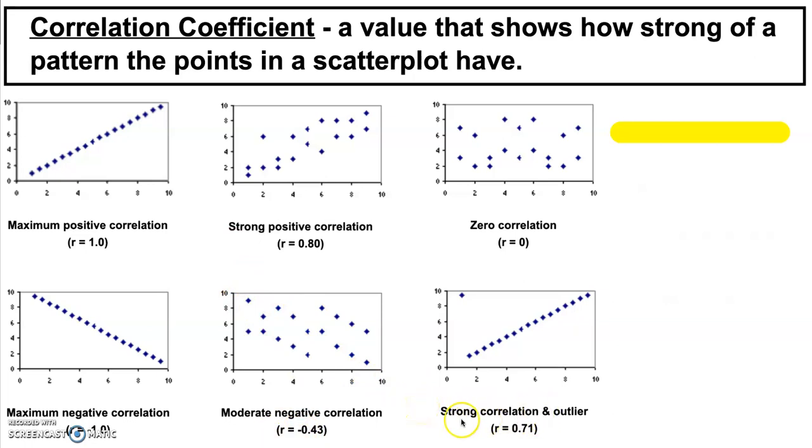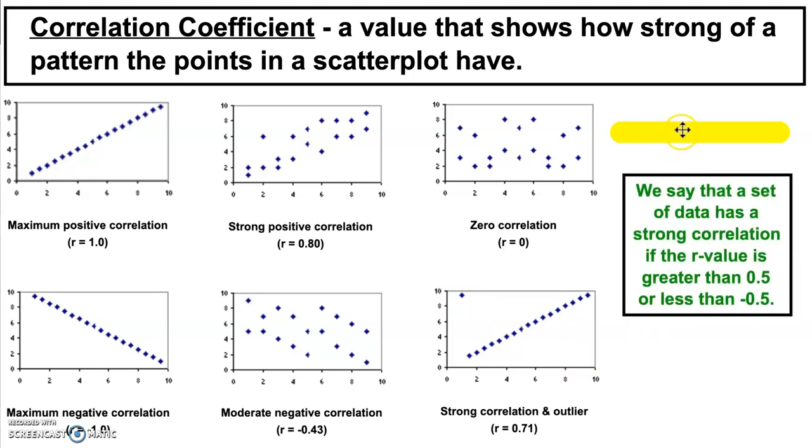Now, if we have a strong correlation and an outlier, which is just a point that's not really part of our data here, but is outside of the normal trend. It does have a strong correlation, which gives it an R value of 0.7. That outlier kind of pushes that R value to not be exactly linear.